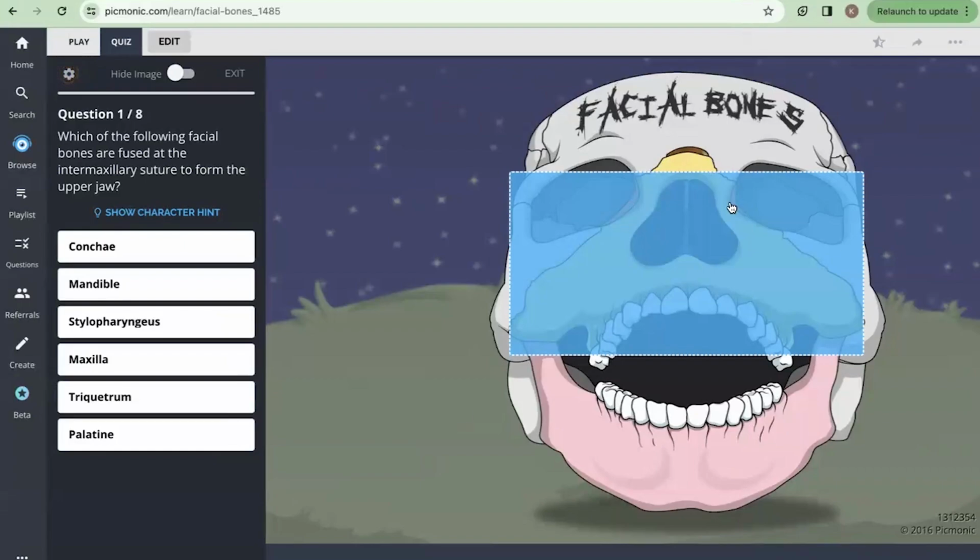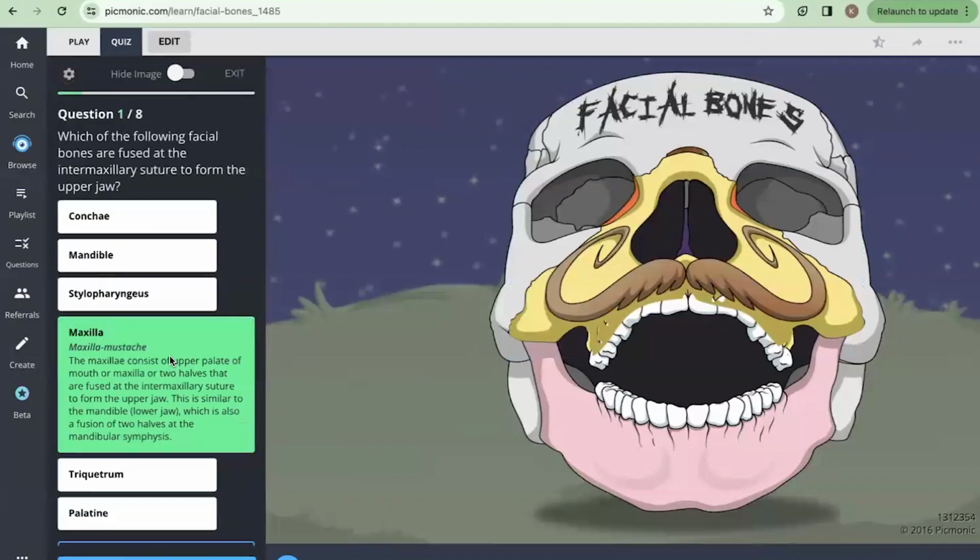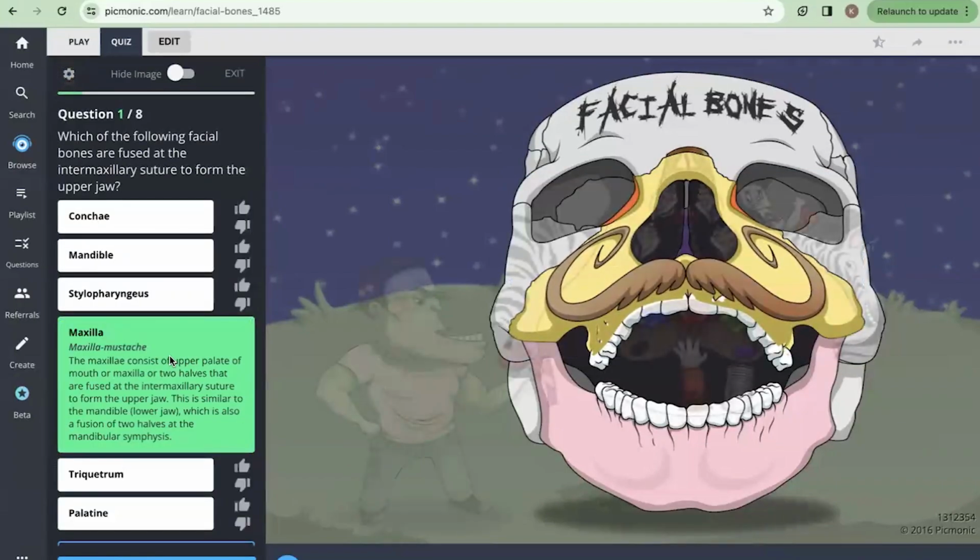All right. So if you remember the Picmonic, the maxilla mustache, I remember that. So I'm going to go with maxilla. Perfect. The maxillae consists of the upper palate of mouth or maxilla, two halves that are fused at the intermaxillary suture to form the upper jaw. This is similar to the mandible, the lower jaw, which is also a fusion of two halves at the mandibular symphysis.